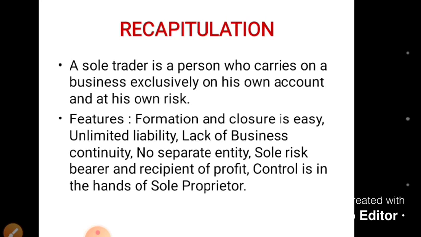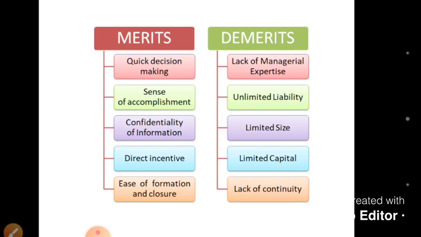Recapitulation. A sole trader is a person who carries on a business exclusively on his own account and at his own risk. Features: formation and closure is easy, unlimited liability, lack of business continuity, no separate entity, sole risk bearer and recipient of profit, control is in the hand of the sole proprietor. Merits: quick decision making, sense of accomplishment, confidentiality of information, direct incentive, ease of formation and closure. Demerits: lack of managerial expertise, unlimited liability, limited size, limited capital, lack of continuity.